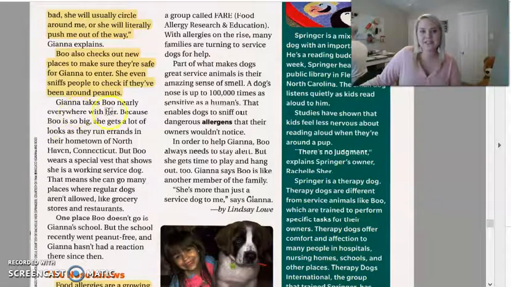for you. Gianna takes Boo nearly everywhere with her. Because Boo is so big, she gets a lot of looks as they run errands in the hometown of North Haven, Connecticut. But Boo wears a special vest that shows she is a working service dog. That means she may go many places where regular dogs aren't allowed, like grocery stores or restaurants.